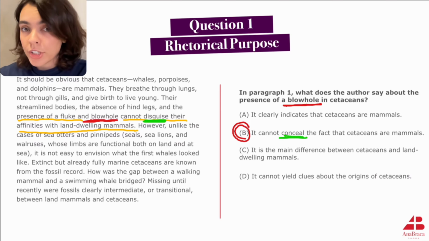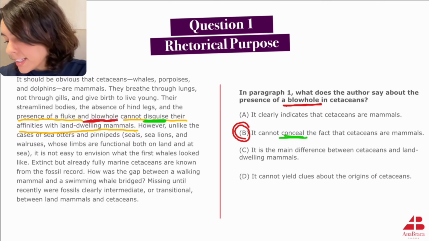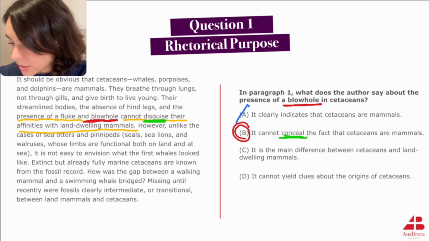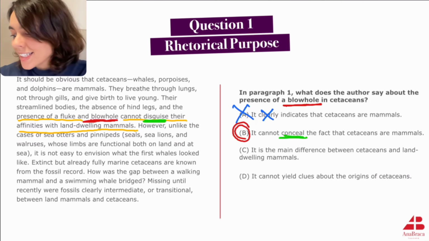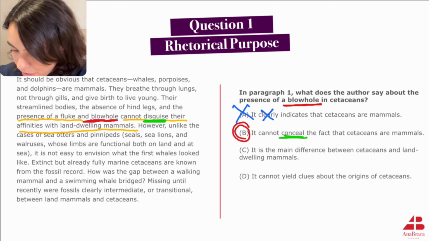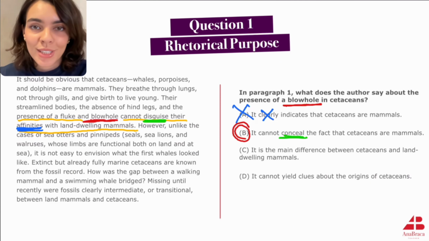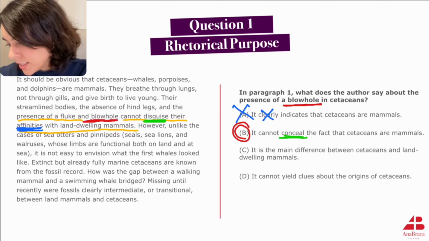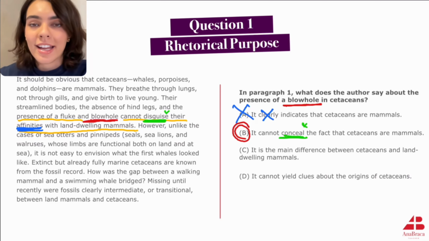A mistake that usually occurs in this question here is choosing letter A. It clearly indicates that they are mammals. Why is this answer incorrect? Because we have the word clearly here. It doesn't clearly indicate that they are mammals because they have affinities, all right? It doesn't clearly show that they are mammals. So always when we have words that are synonyms, it's something that shows that that answer is the correct one.